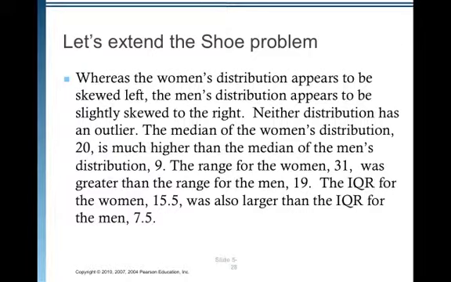The range for the women, 31, was greater than the range for the men, 19. It seems kind of silly to have to point out that 31 is greater than 19, but you have to. The IQR for the women, 15.5, was also larger than the IQR for the men, 7.5. Again, you need to have that clear relationship stated there. The women have the larger IQR than men. So the women have a higher center and there's more variability.